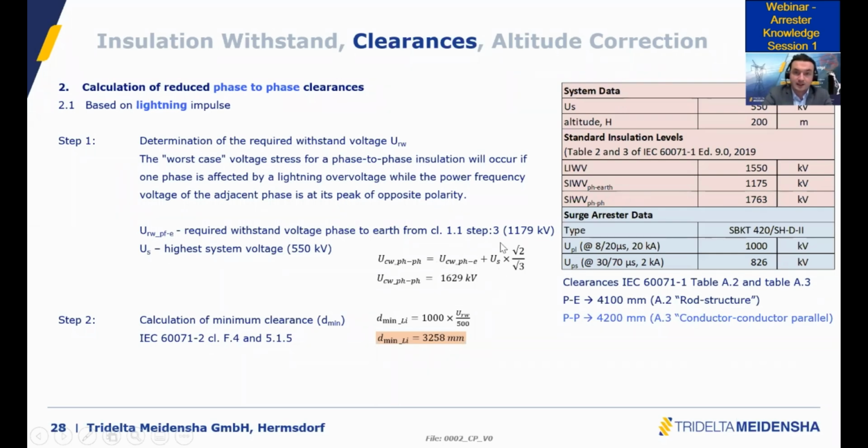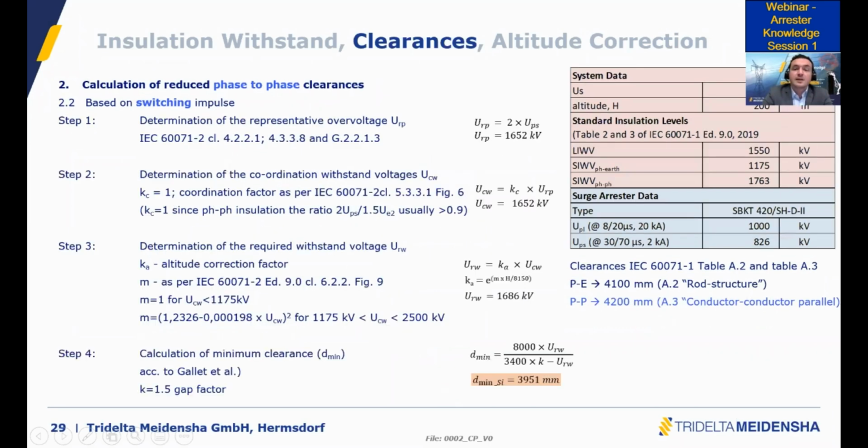We are adding, let's say, the peak value of the opposite phase, and then we follow still the same process, going to the table in the 671-2. We define the minimum clearances face to face based on lightning. So now the same process for the switching.